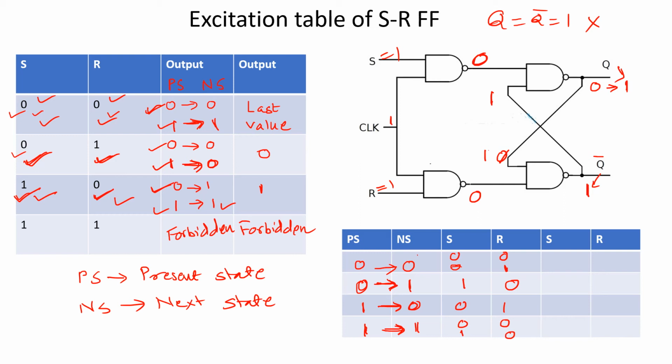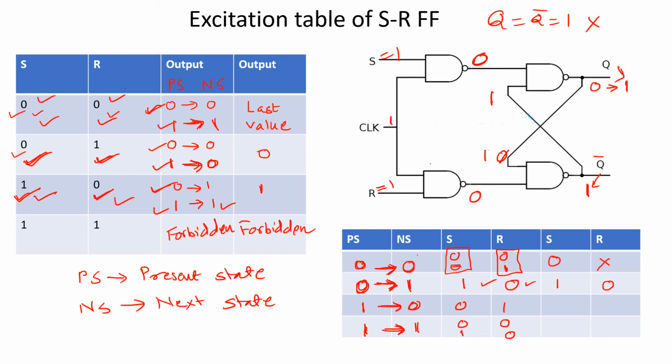Now see in the last two columns what I am going to write. That means when my present state is 0 and next state suppose I want it to be 0, then S has to be 0. But R can be anything, that is known as a don't care condition. If my present state is 0 and if I want it to be 1, then S has to be 1 and R has to be 0.